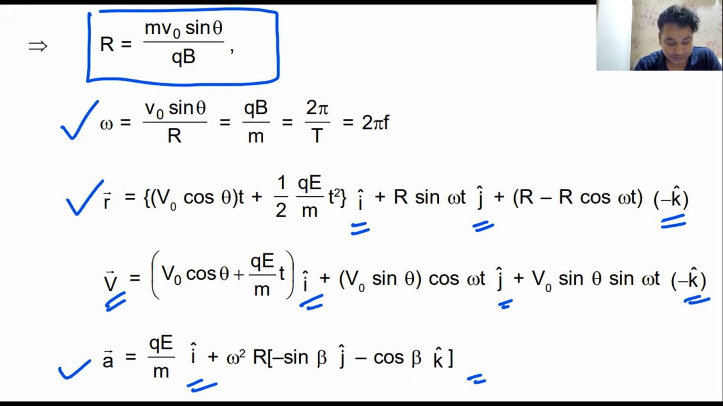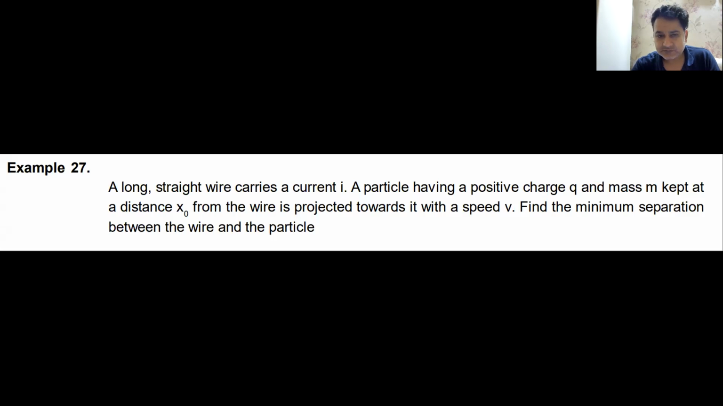Now, let us come to some examples where you might have combined electric and magnetic fields, or some question in which the magnetic field is varying, as the first question that comes. Yes, you might have seen this question. A long straight wire carries a current. The question has come in JEE also. A particle having a positive charge Q and mass m, kept at a distance x naught from the wire, is projected towards it with the speed v. Find the minimum separation between the wire and the particle. Have you seen this question?